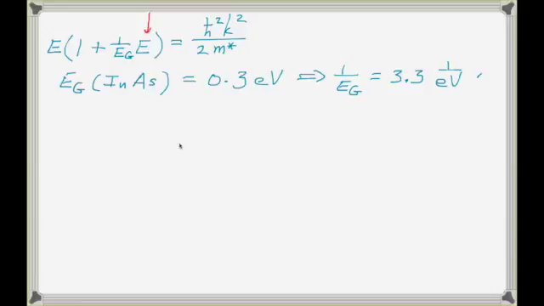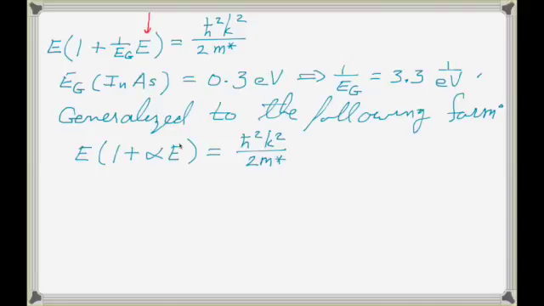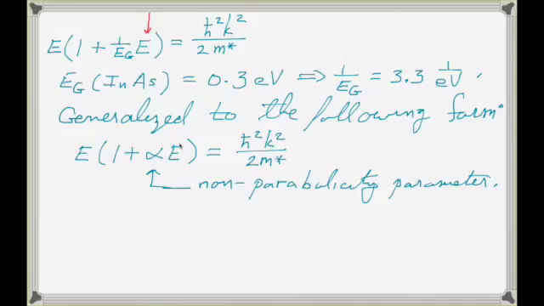And in the textbooks, you're going to see this expression generalized invariably to the following form. And this is your non-parabolicity parameter, this alpha. You can find, in a lot of references, values given for different materials. This alpha is chosen to give the best fit to the E-k relationship within some small energy range around the band edge.